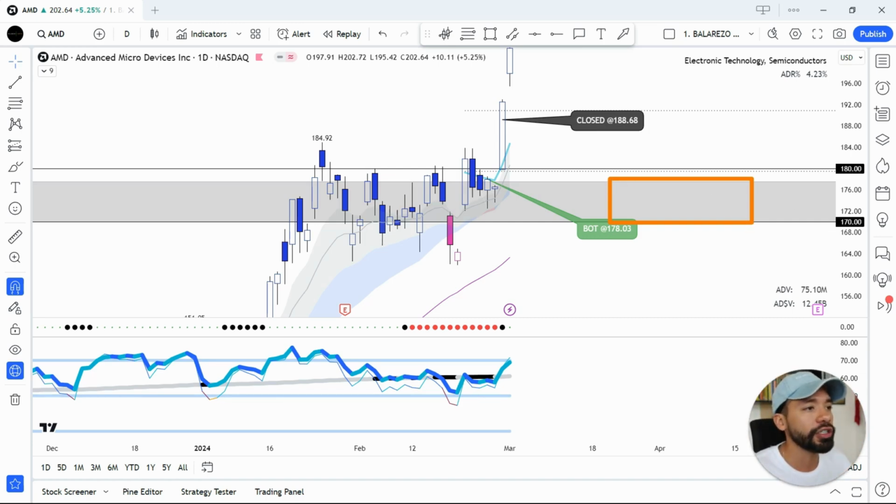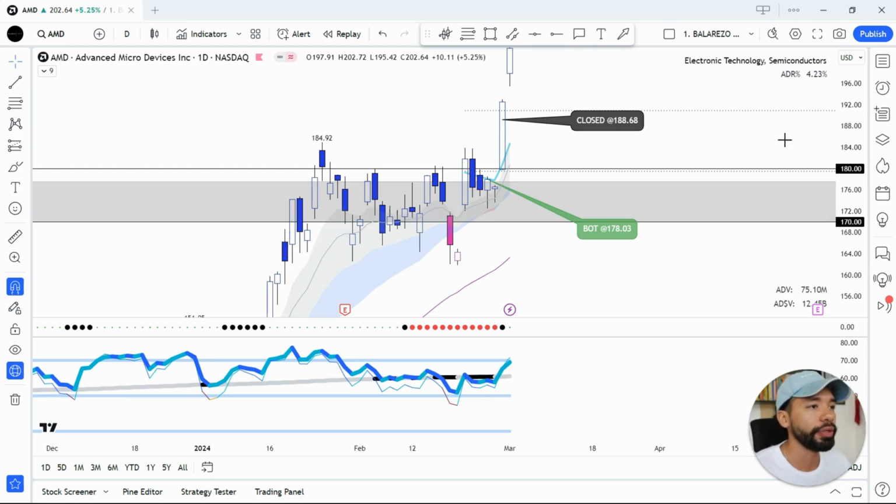So this is going to be the transition box, right? It's going to be right here. Then this 170 level is going to be your negative GEX. And then this 180 level is going to be your positive GEX. So that's going to be kind of the highest gamma exposure that we had.